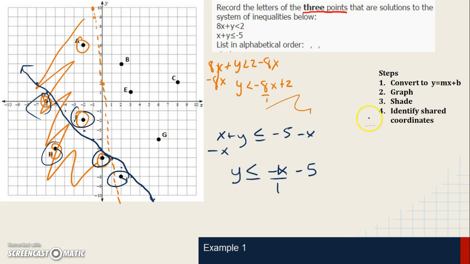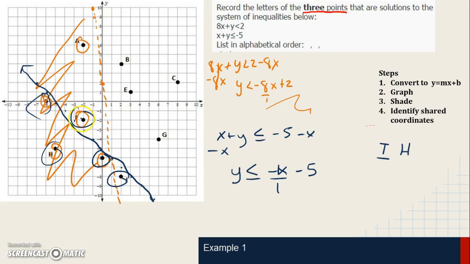So we've done 1 through 3, and now step 4 is finding the 3 points that are included in both. So we can see that J just has a blue circle. I has an orange and a blue circle, so we know that I is going to be one of our solutions. H has an orange and a blue circle. A is going to be a solution to both.